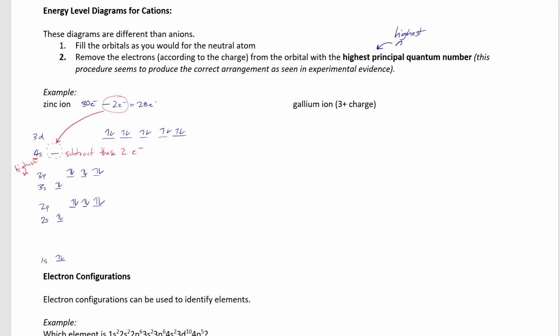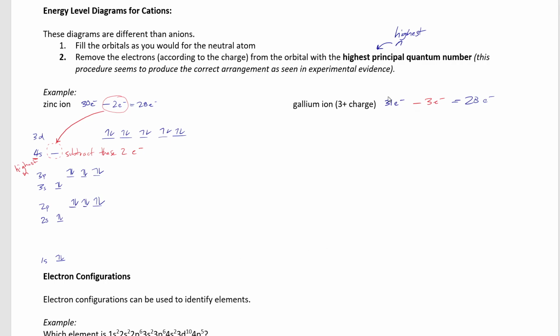If we looked at gallium, gallium has 31 electrons in its electrically neutral state, but because it has a 3 positive charge, it has lost 3 electrons, and it's going to lose those from the highest principal quantum number. And so in total, we will have 28 electrons to place.